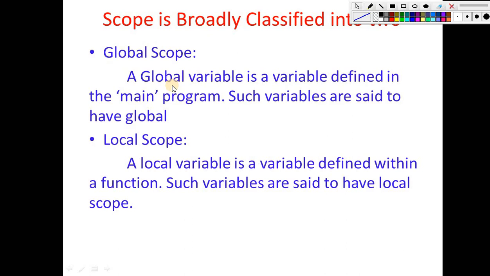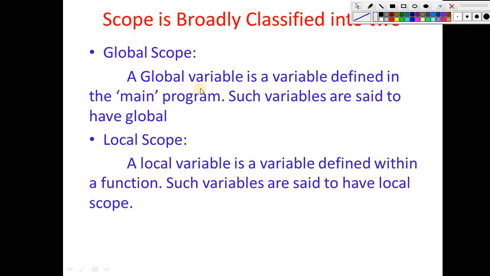If you have 5 functions or n functions, the variable which is defined outside all the functions is called a global variable. Now, what is local? Local scope is when the variable is defined inside any function. If the variable is defined within the function, such variables are said to have a local scope.